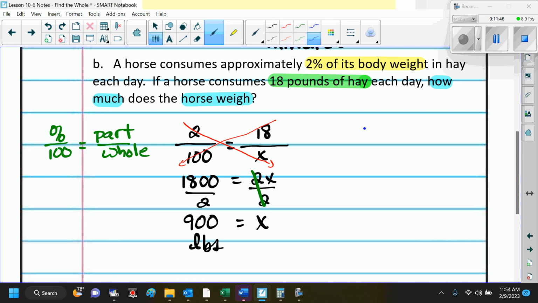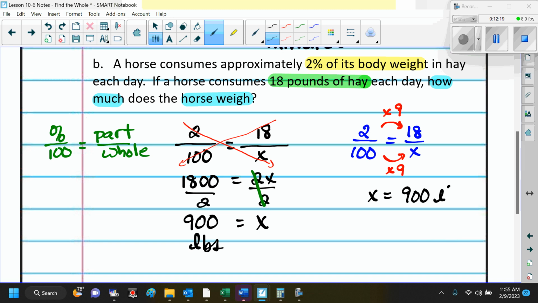if we have 2 over 100 equals 18 over x. So on this one, couldn't you have used equivalent ratios? You can multiply times 9 there, and then down here you can multiply times 9 down there. So that gives me x is equal to 900 pounds. Is everybody clear? All right, very good.